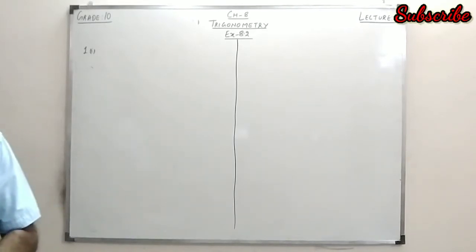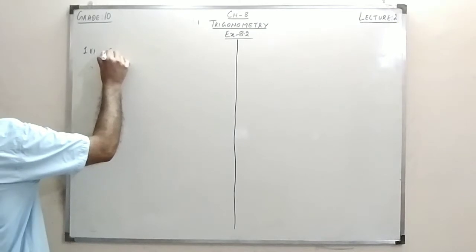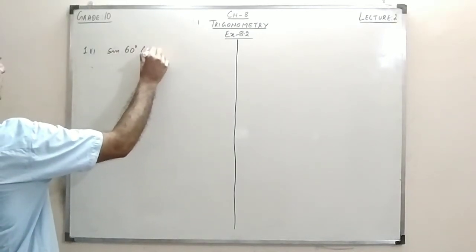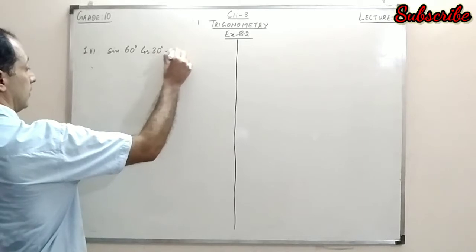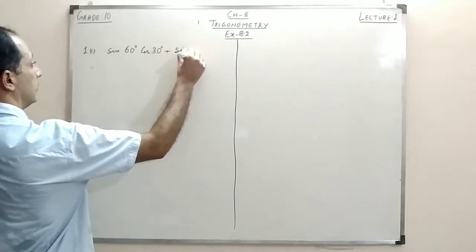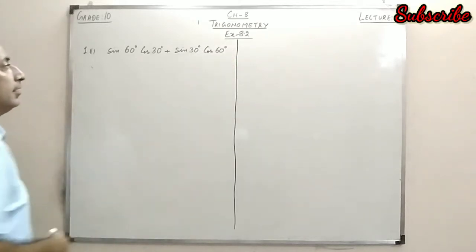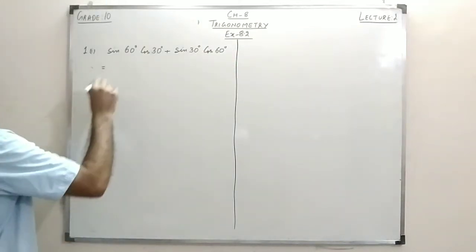Exercise 8.2, question number 1, part 1 is given as sin 60 degree cos 30 degree plus sin 30 cos 60 degree. Right? So what you can do, simply put the values.